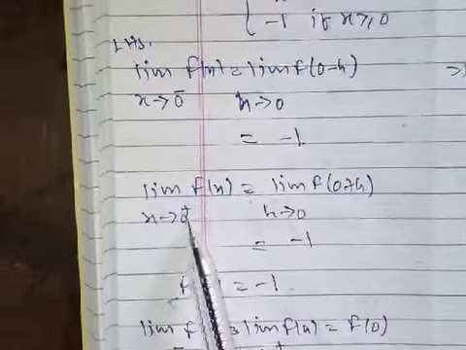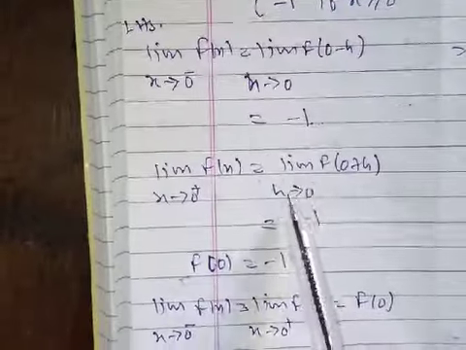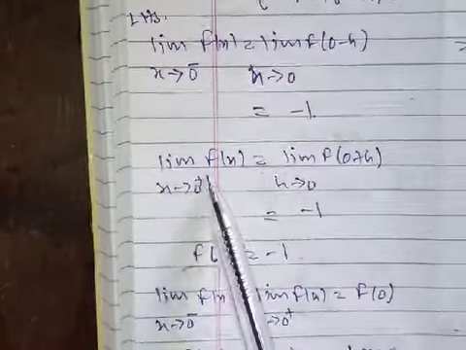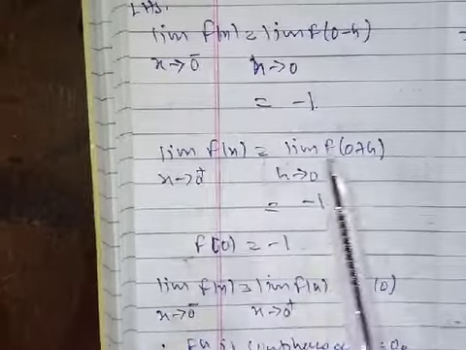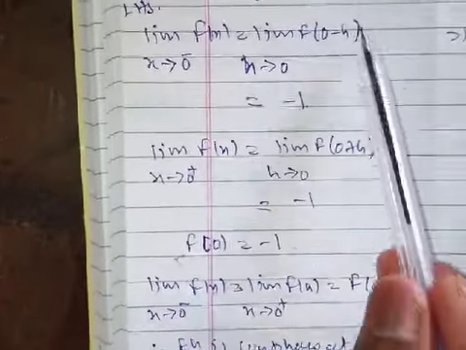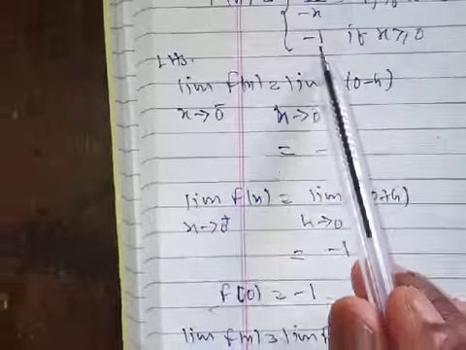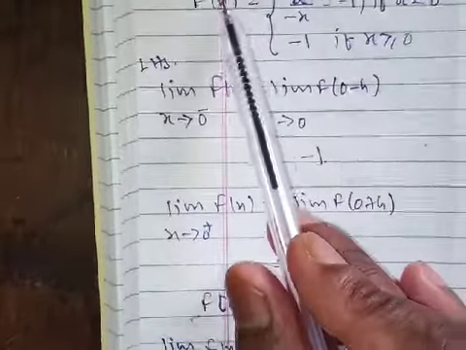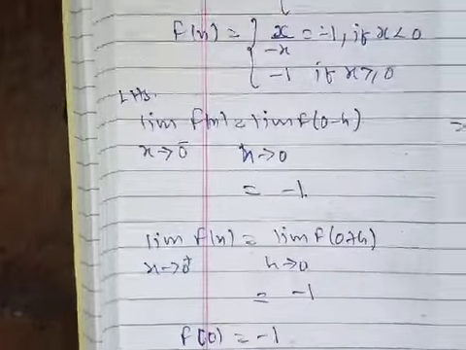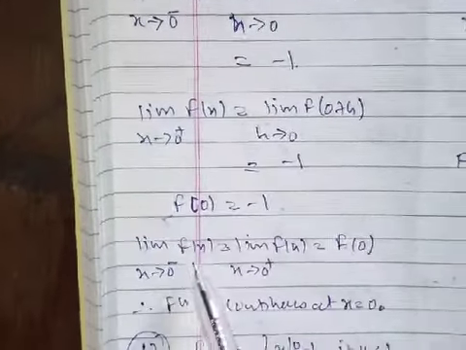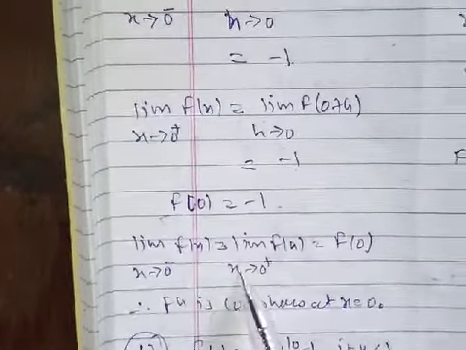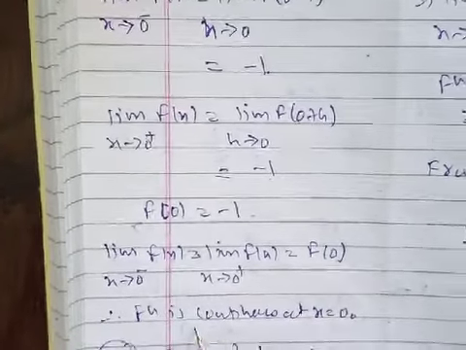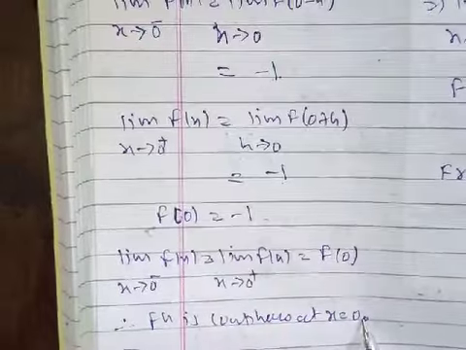Limit x tends to 0 plus f of x is equal to limit h tends to 0 f of 0 plus h. 0 plus means on the right hand side of the 0, which is greater than, so it is also minus 1. What is f of 0? f of 0 is also minus 1. So limit x tends to 0 minus f of x is equal to limit x tends to 0 plus f of x is equal to f of 0. So the function is continuous at x is equal to 0.